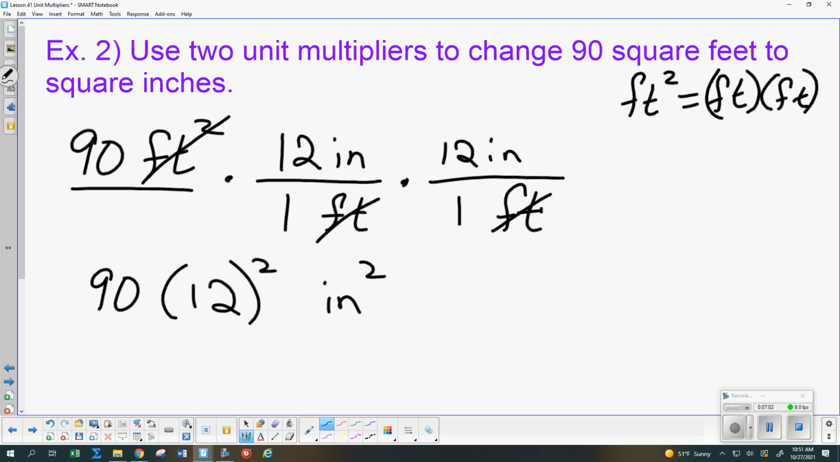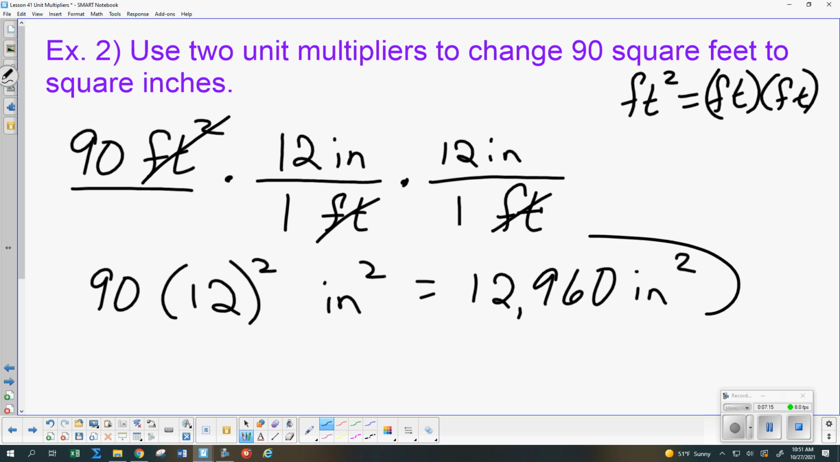How many have punched that in on your calculator already? JC, what you got? I got 12,900. And then we label our units inches squared. So everybody good with that one?